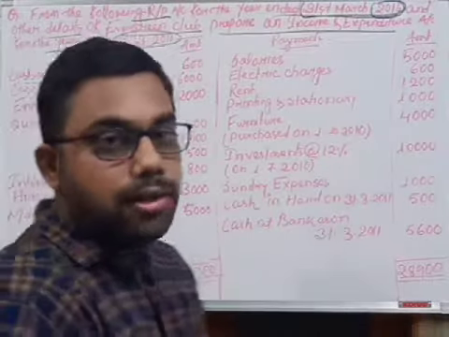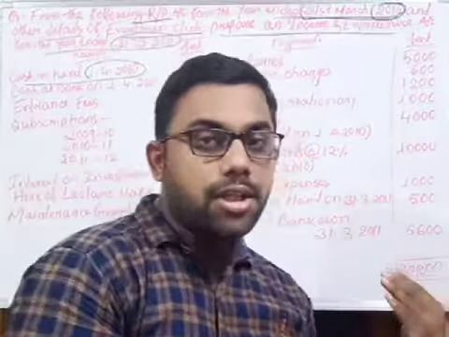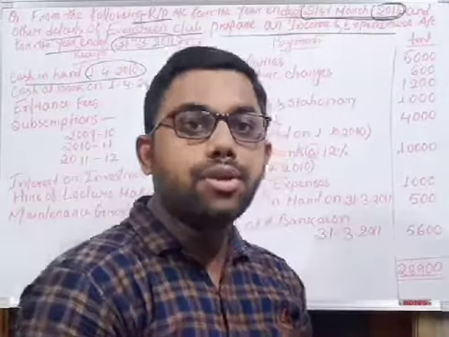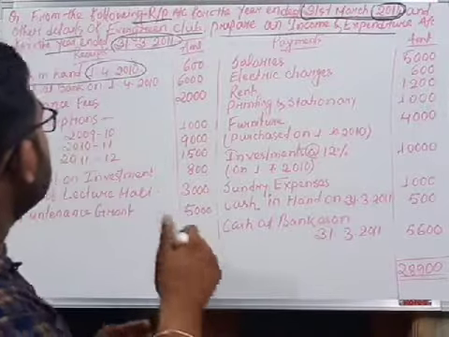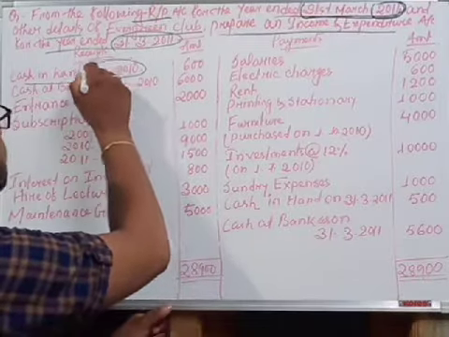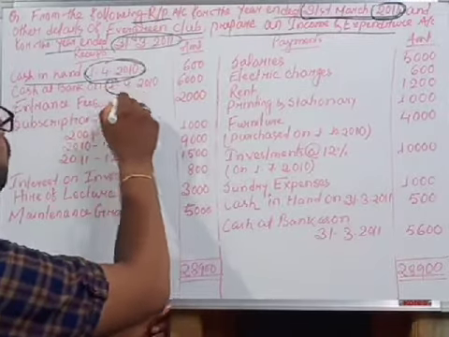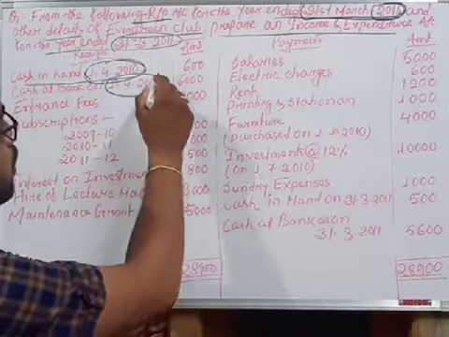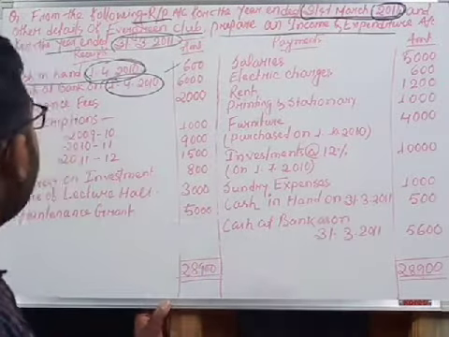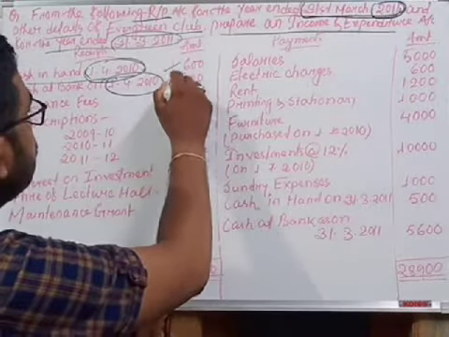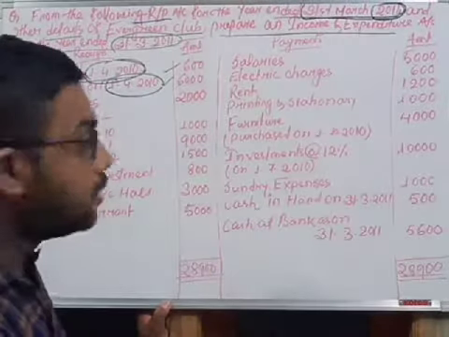I already told you that in that question the year starts from 1st April 2010, so it is the opening date, and the receipts and payment account always starts with cash in hand and cash at bank on the opening date. Both balances are given: the cash in hand was rupees 600 on 1/4/2010 and the cash at bank on 1/4/2010 was rupees 6000.